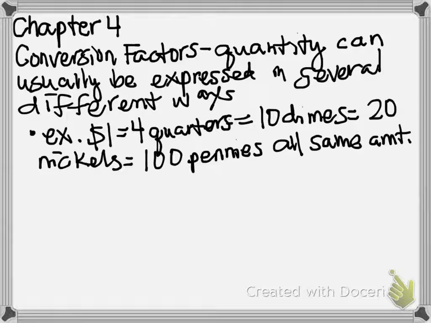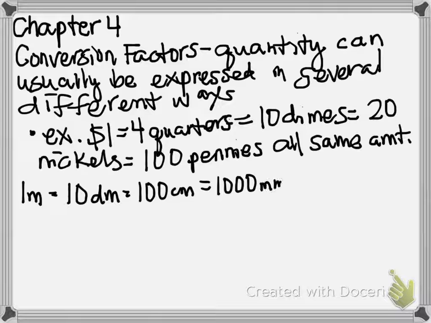An example within the metric system, 1 meter is the same as 10 decimeters, which is the same as 100 centimeters, which is the same as 1,000 millimeters. If I ask maybe an ant to walk a meter, or 100 centimeters, or 1,000 millimeters, any which way, I'm always asking the ant to walk the same length. So these are all the same amount.